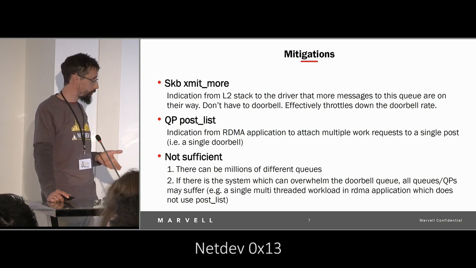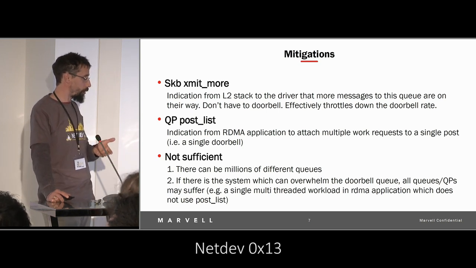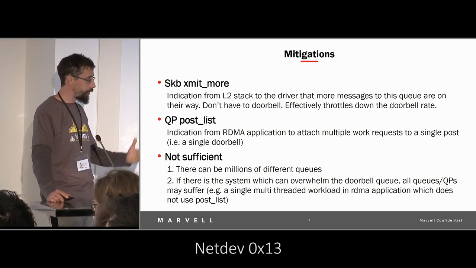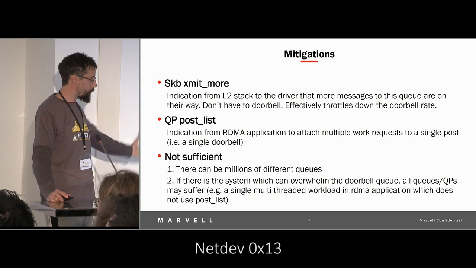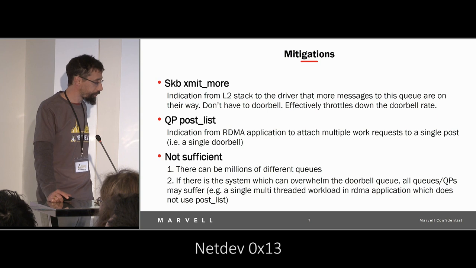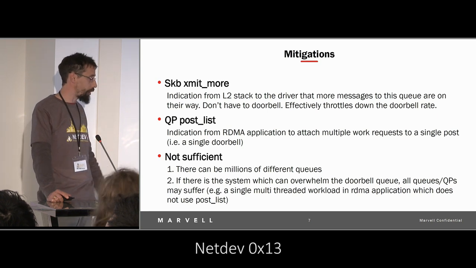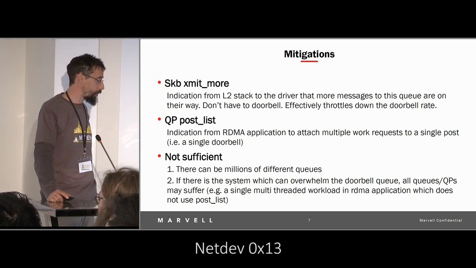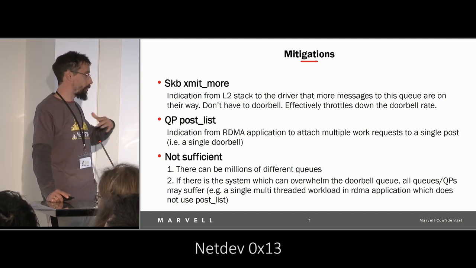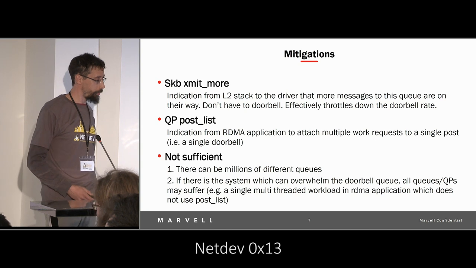But ultimately, this is not sufficient because there could be more and more queues. It only helps for this specific L2 queue. If we have hundreds or thousands or tens of thousands of L2 queues, then xmit_more doesn't help us at all. And similarly, in RDMA, post list does something similar, a single doorbell for multiple messages. But again, if we have a sufficient amount of queues, it doesn't help.